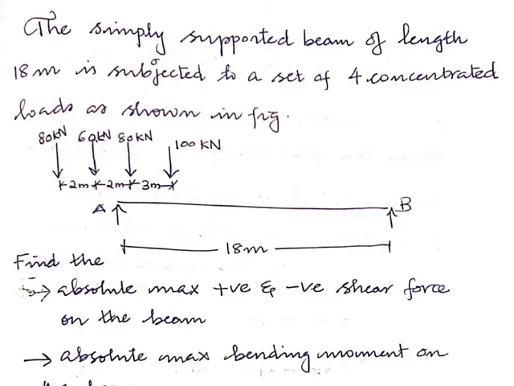So let's go for a problem. The simply supported beam of length 18 meter is subjected to a set of 4 concentrated loads as shown in the figure. Find the absolute maximum positive and negative shear force on the beam and the absolute maximum bending moment on the beam.